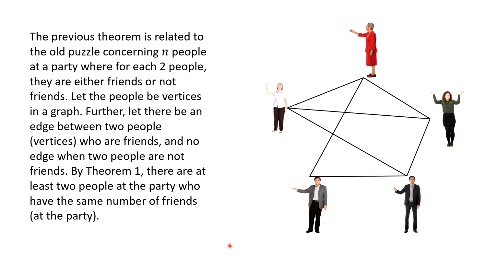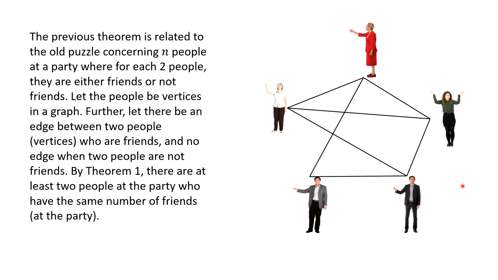We can apply our previous theorem to what's known as the parity puzzle in graph theory. So we have n people at a party. I've drawn it here for 5, but it holds in general, where for each 2 people, they are either friends or not friends. Let the people be vertices in a graph. Further, let there be an edge between 2 people who are friends and no edge when 2 people are not friends. By theorem 1, there are at least 2 people at the party who have the same number of friends.